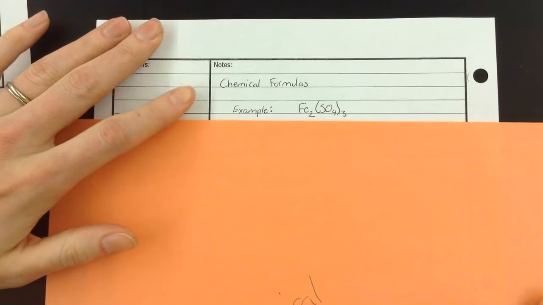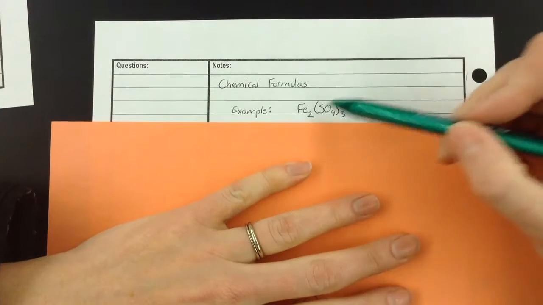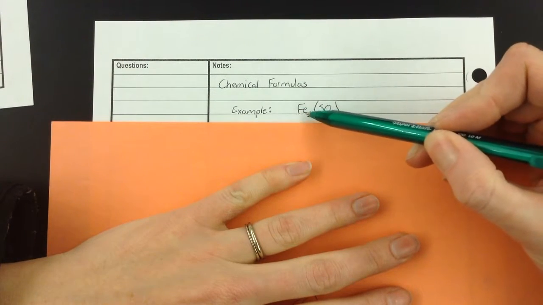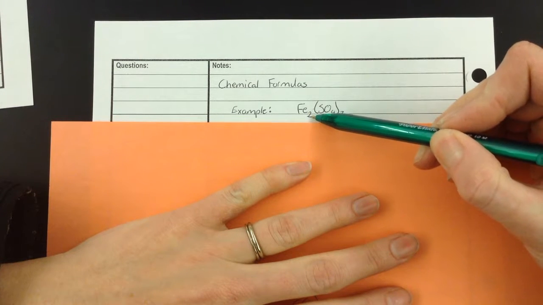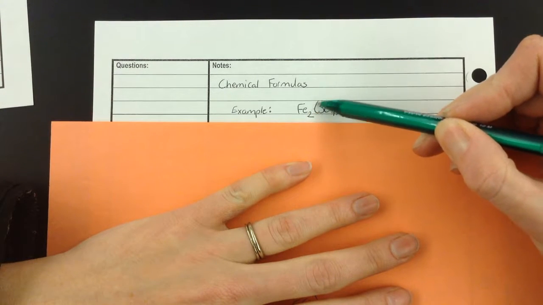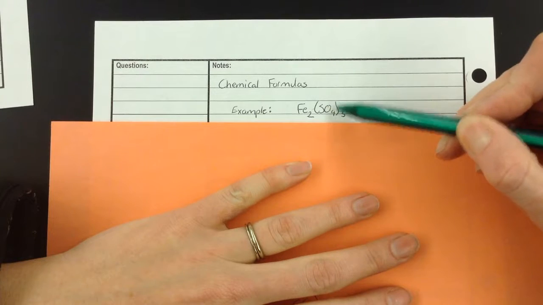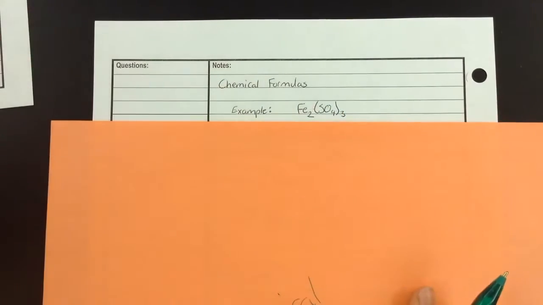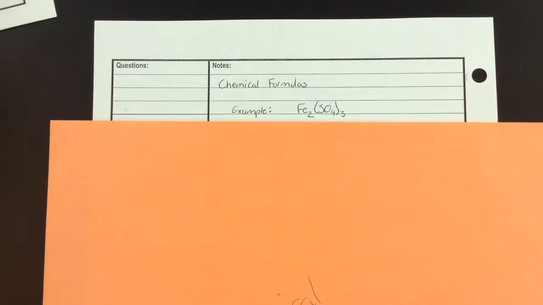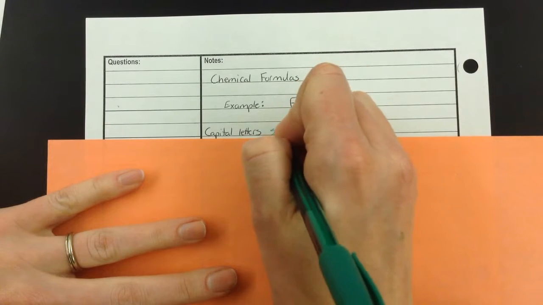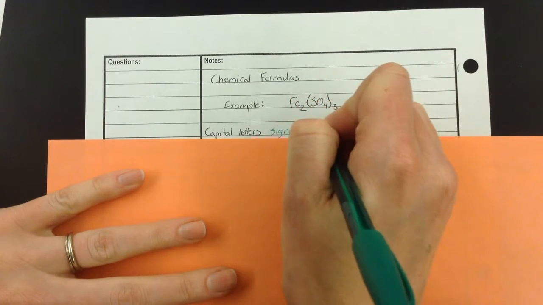Okay, so here's an example. It's a doozy. Notice I have a capital letter, I have a lowercase letter, and I have a subscript. And then I have a parentheses, and then I have two capital letters, another subscript, and another subscript. So when we're talking about formulas and those capital and lowercase letters, what we need to note is that capital letters signify a new element.